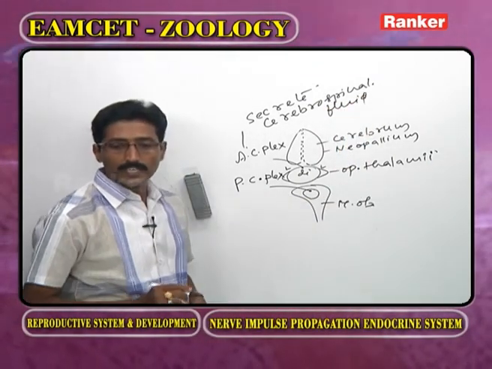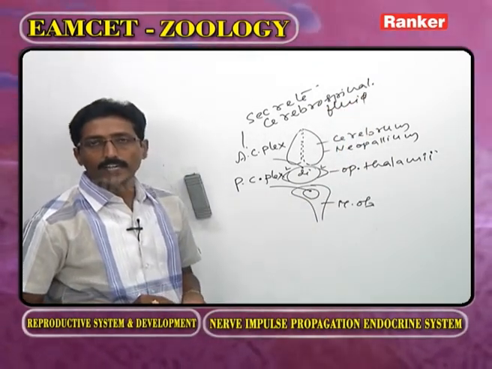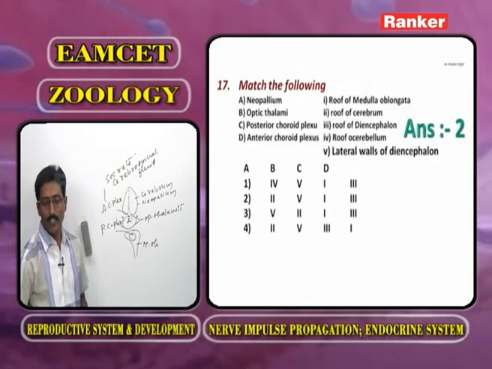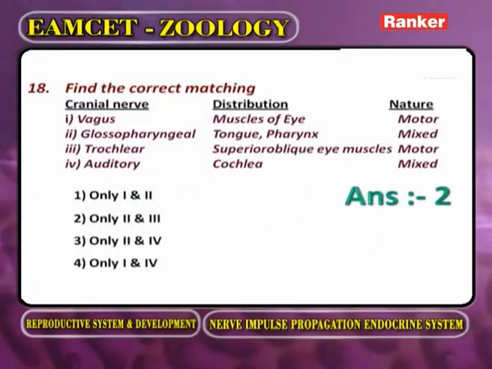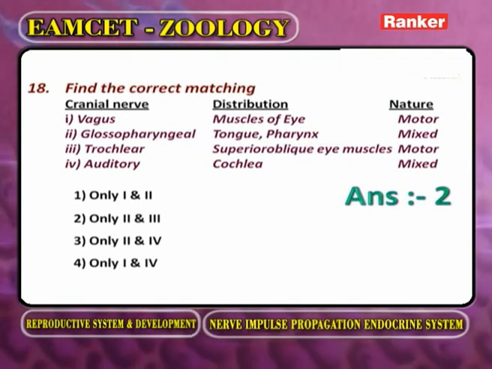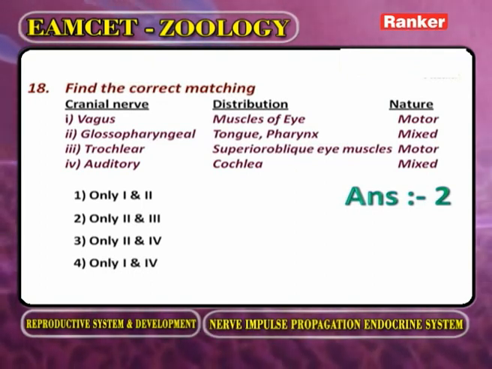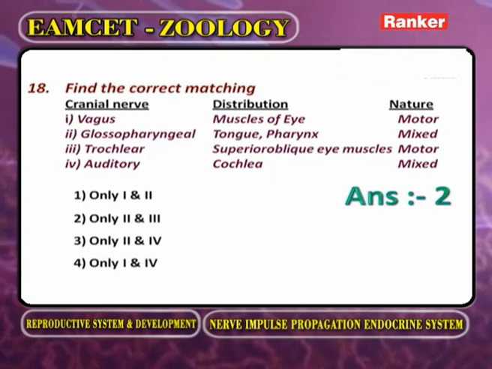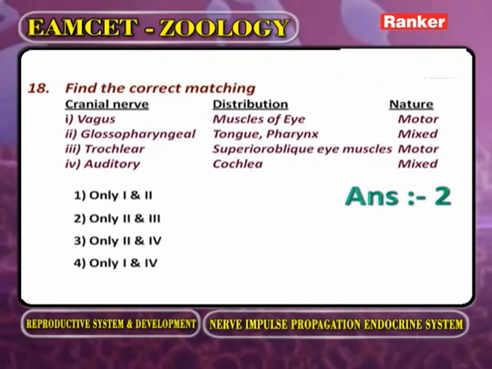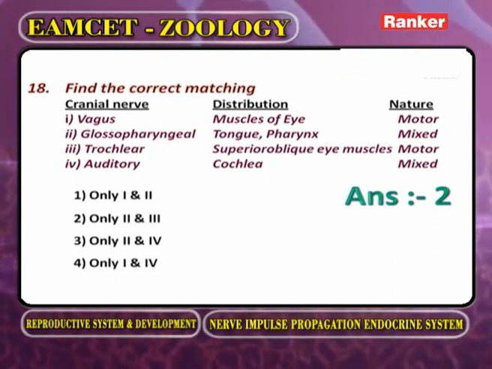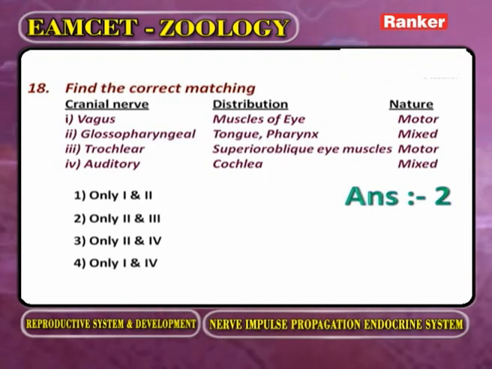Now you observe the correct answer is the second option. Now we go for the next question. Find the correct matching. Now we have to discuss the cranial nerves. Now, three columns matching. The first one vagus, the second one is glossopharyngeal, third is trochlear, fourth is auditory.